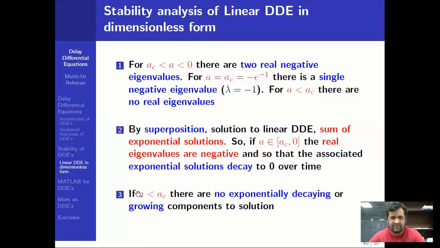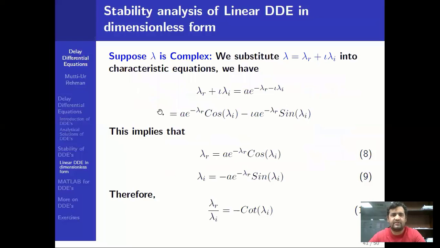Now the point is, if I take A of this particular nature, then we don't have either exponential decay or exponential growth for the components of our solution. On the other hand, if I assume that the eigenvalue is complex, then I can go back to my characteristic equation, and I can establish the relations for both the real and imaginary part of the eigenvalue lambda.